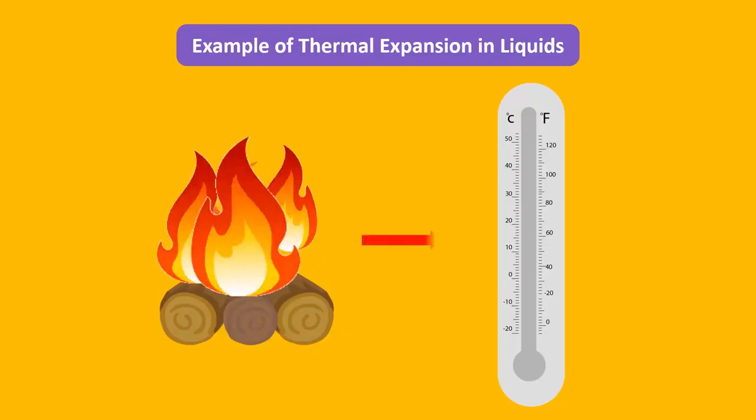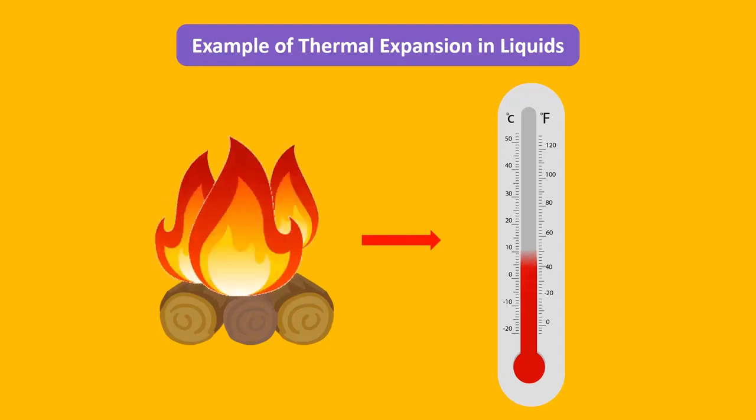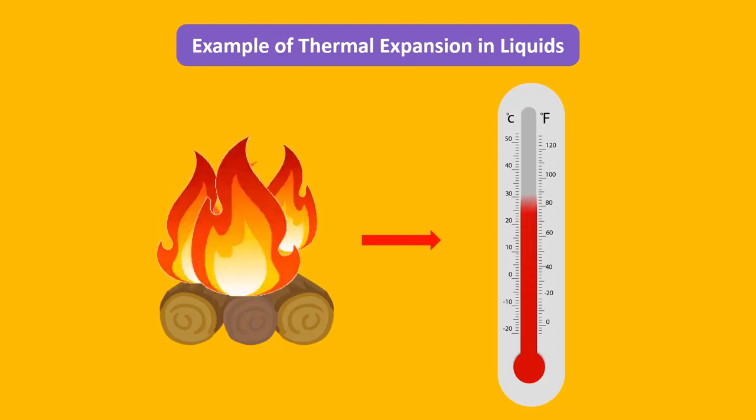In a thermometer, mercury is an example of expansion in liquids. When we increase the temperature, the mercury starts to expand, and we can clearly see an increase in the level of mercury.